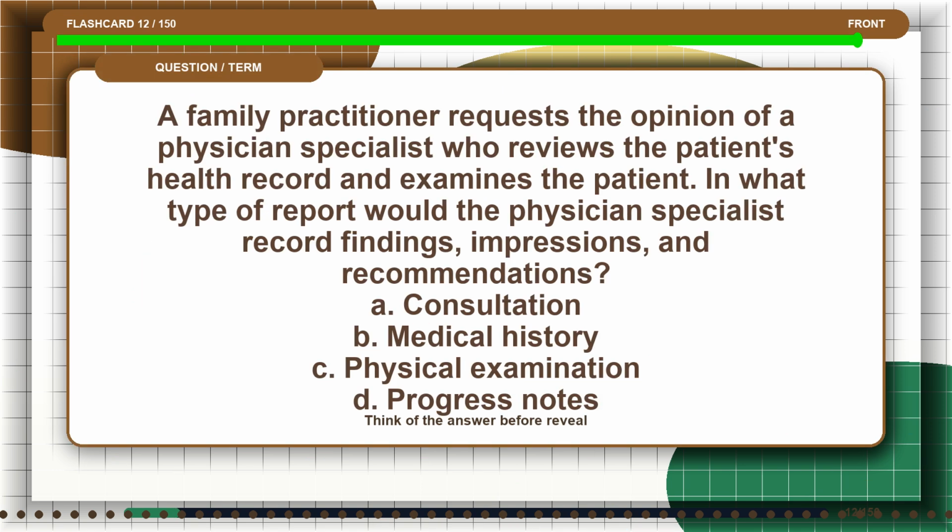Flashcard 12. A family practitioner requests the opinion of a physician specialist who reviews the patient's health record and examines the patient. In what type of report would the physician specialist record findings, impressions, and recommendations? A. Consultation. B. Medical history. C. Physical examination. D. Progress notes. Think of the answer before the reveal.